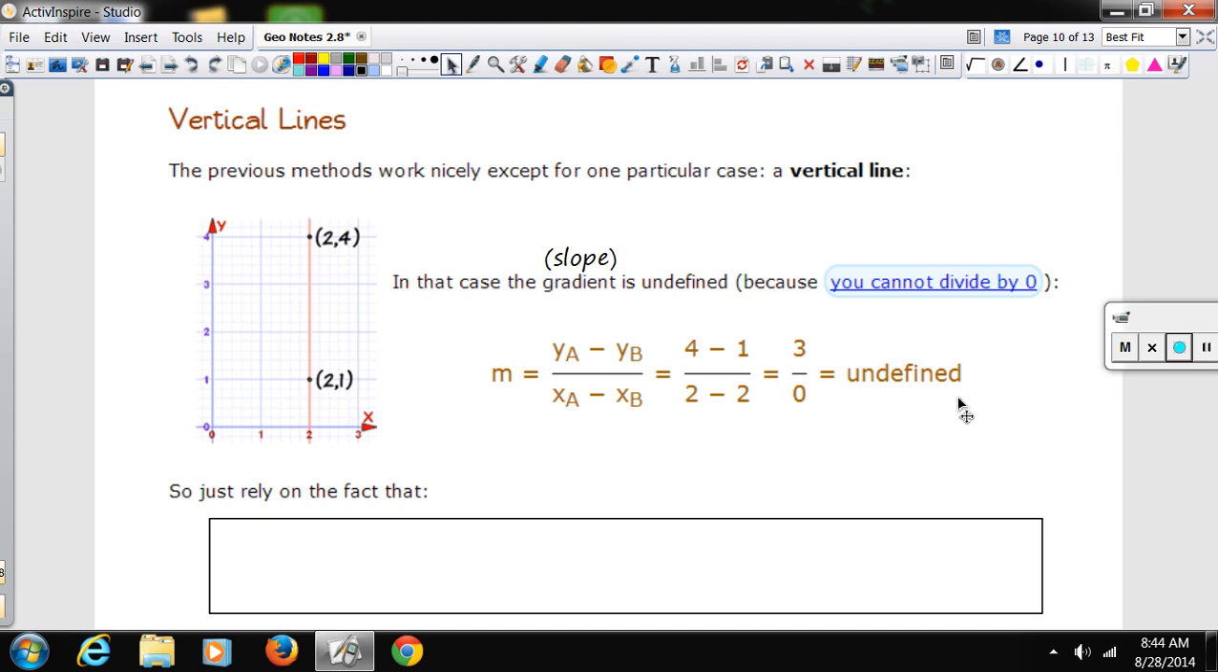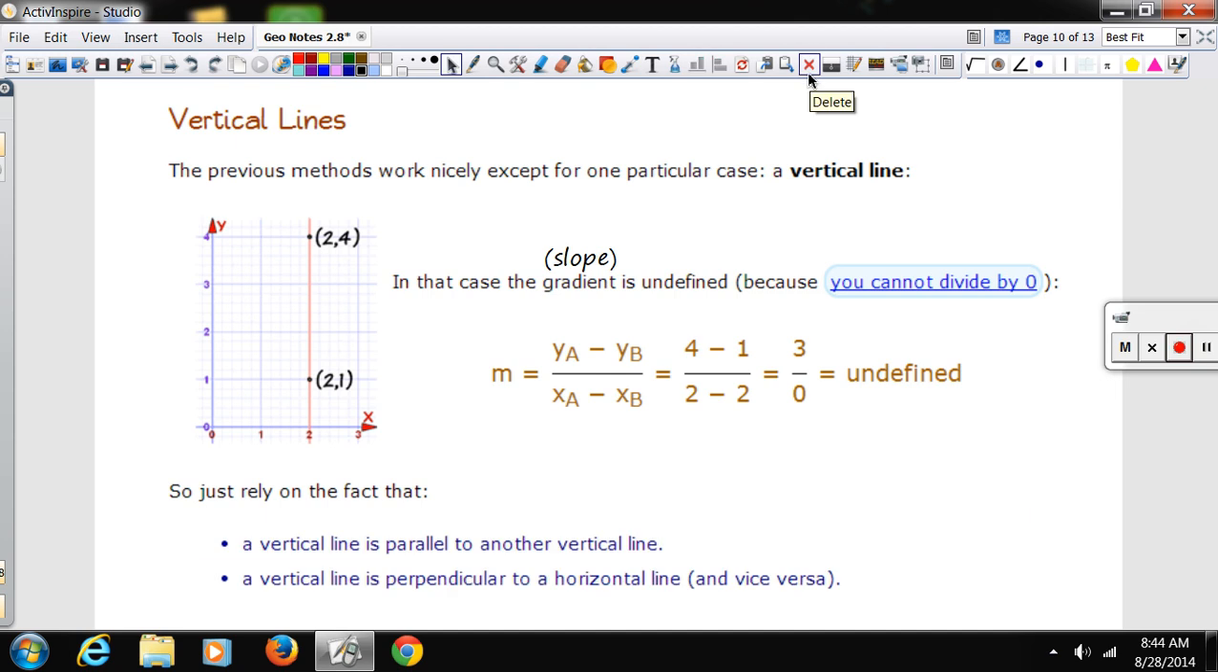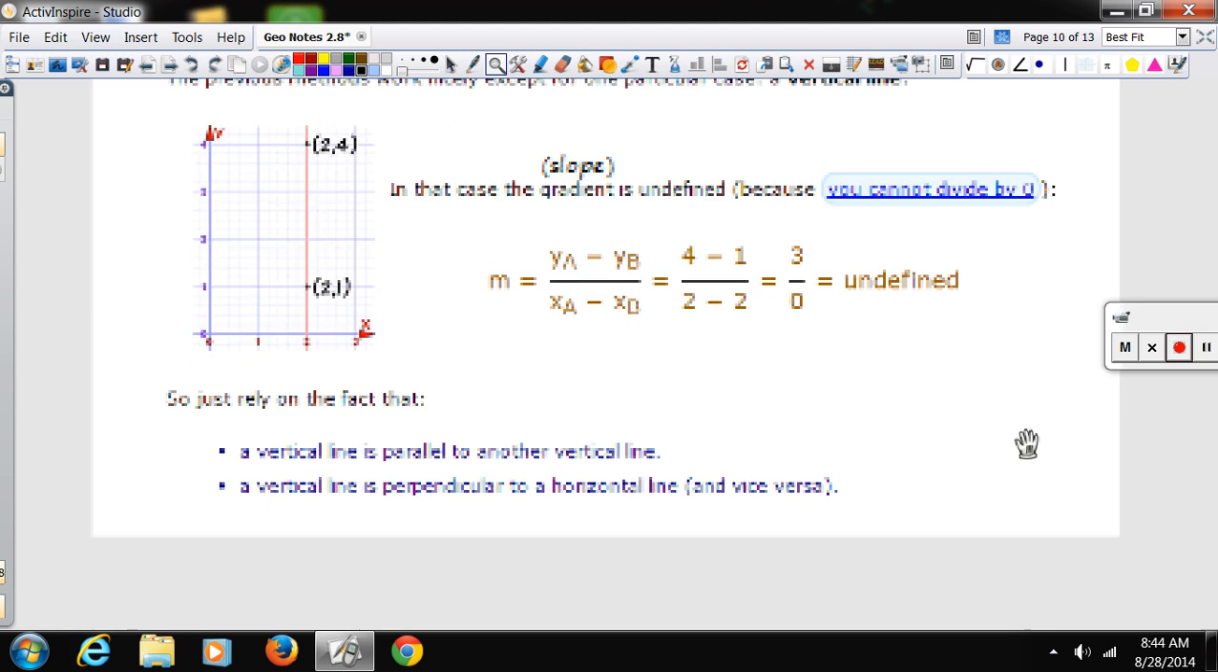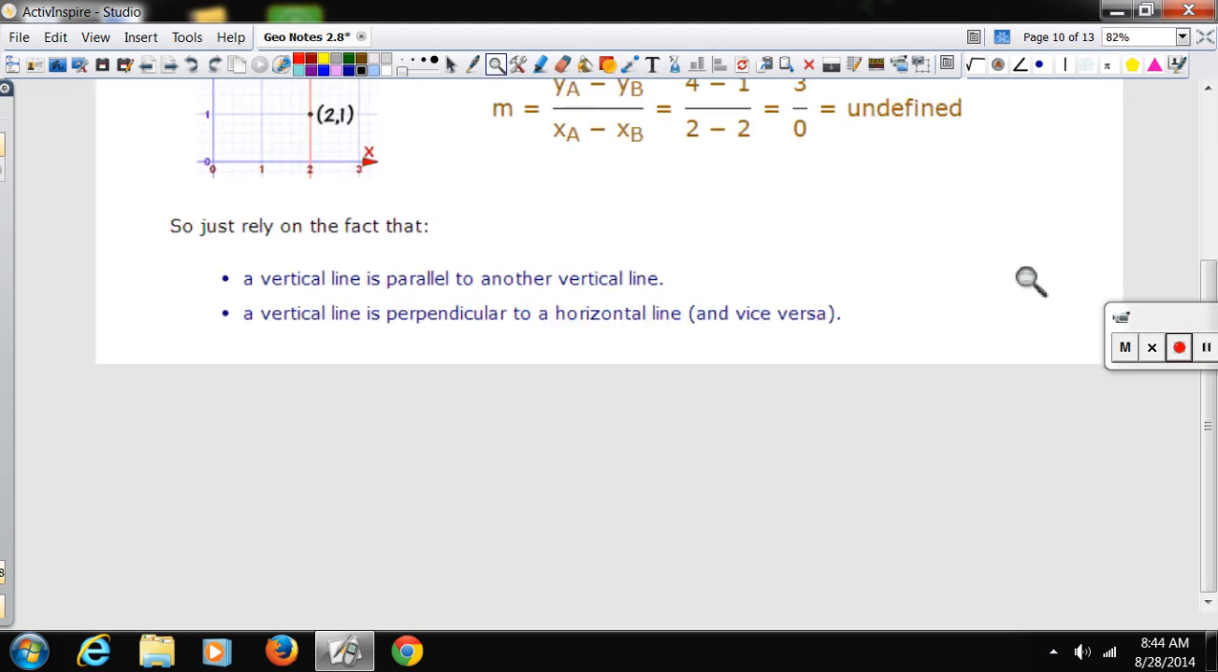So the flat line has 0 slope. So you got a 0 slope and you got a no slope. Those would be the two that we know there. So a vertical line is parallel to another vertical line, and a vertical line is perpendicular to a horizontal line. Vice versa. That's just little side notes. Two vertical lines both have no slope, which is still the same slope, so they're parallel to each other. And it's perpendicular to a horizontal, which means the x and y axis are always perpendicular to each other.